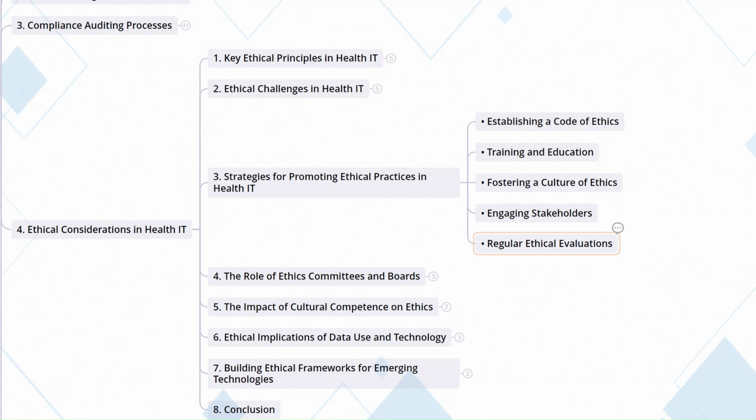Next, regular ethical evaluations. Organizations should conduct ongoing evaluations of their practices to assess ethical implications, particularly concerning emerging technologies and data usage. Establishing an ethics committee can provide guidance and oversight for ethical decision making.